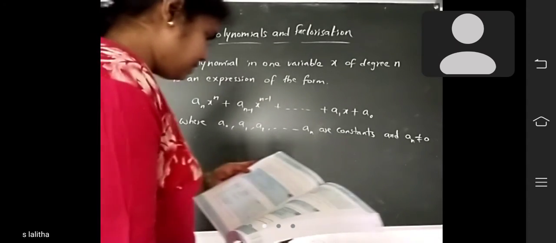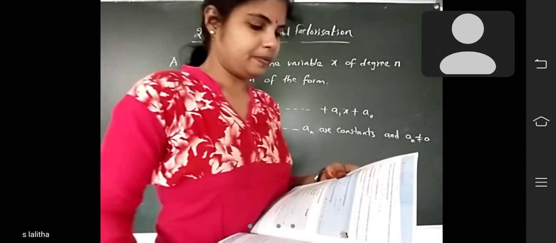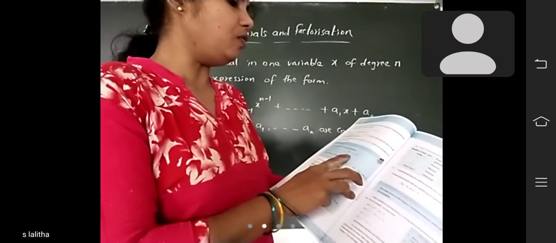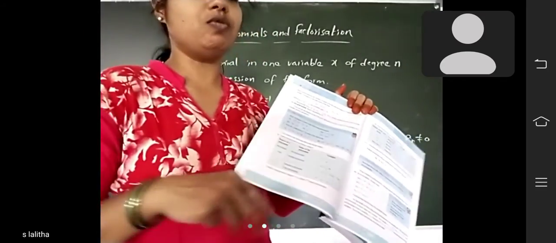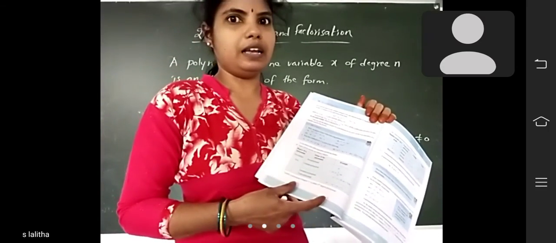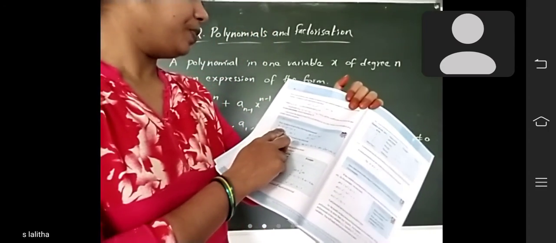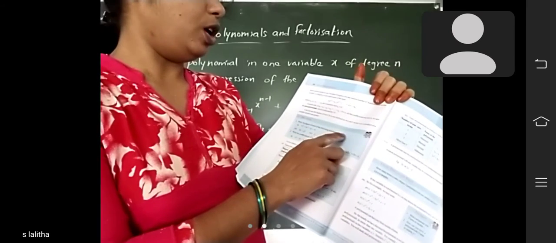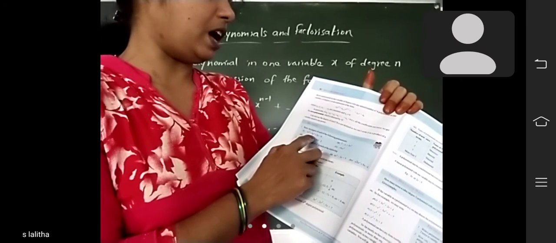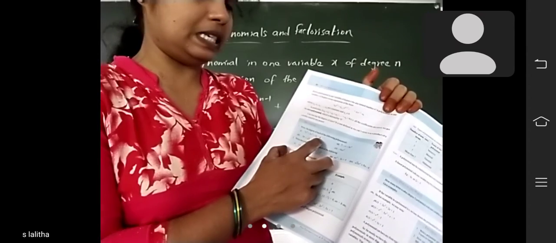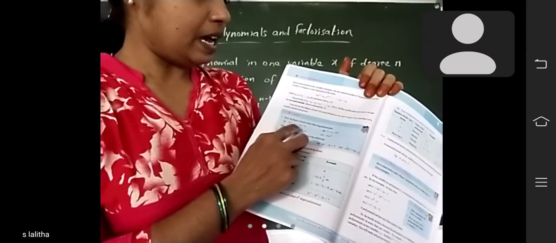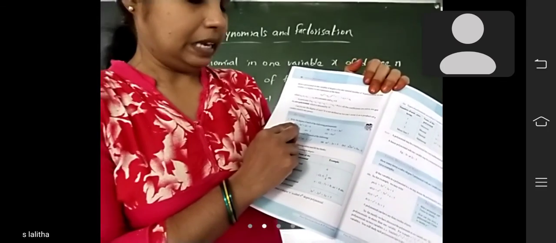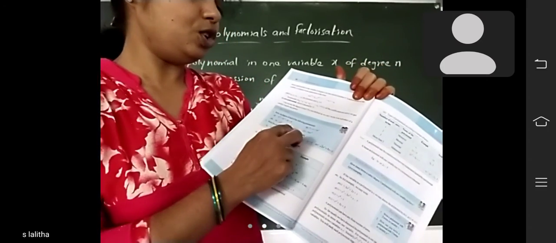Now see children, page number 30, do these problems. Write the degree of each of the following polynomials. Did you understand degree of the polynomial, children? Which one is the highest degree? That is the degree of the polynomial. See here. 7x cubed plus 5x squared plus 2x minus 6. What is the degree for this polynomial, children? Which one is the highest power here? 3. So 3 is the degree. Like that you should do these sums.